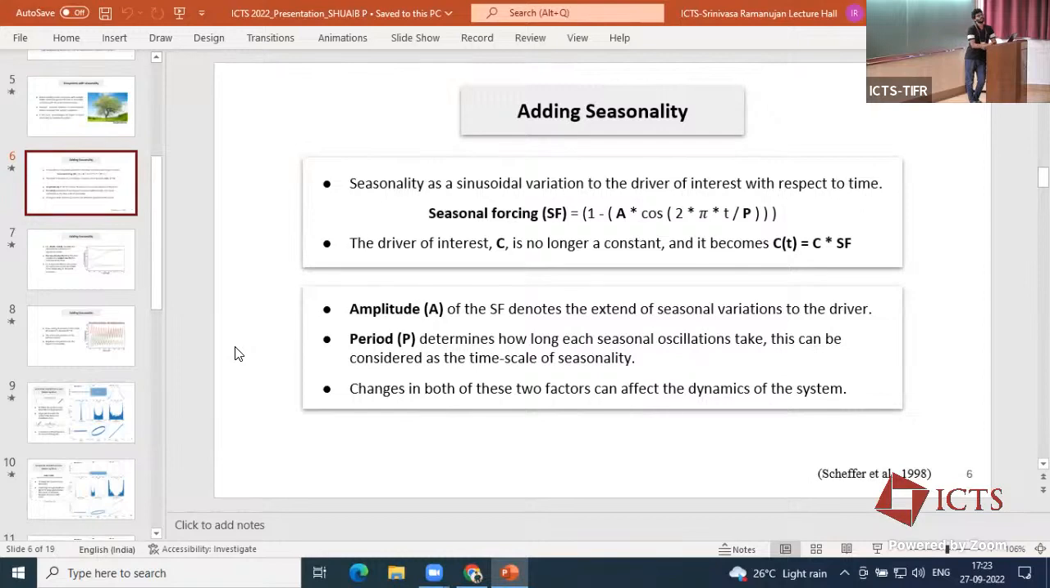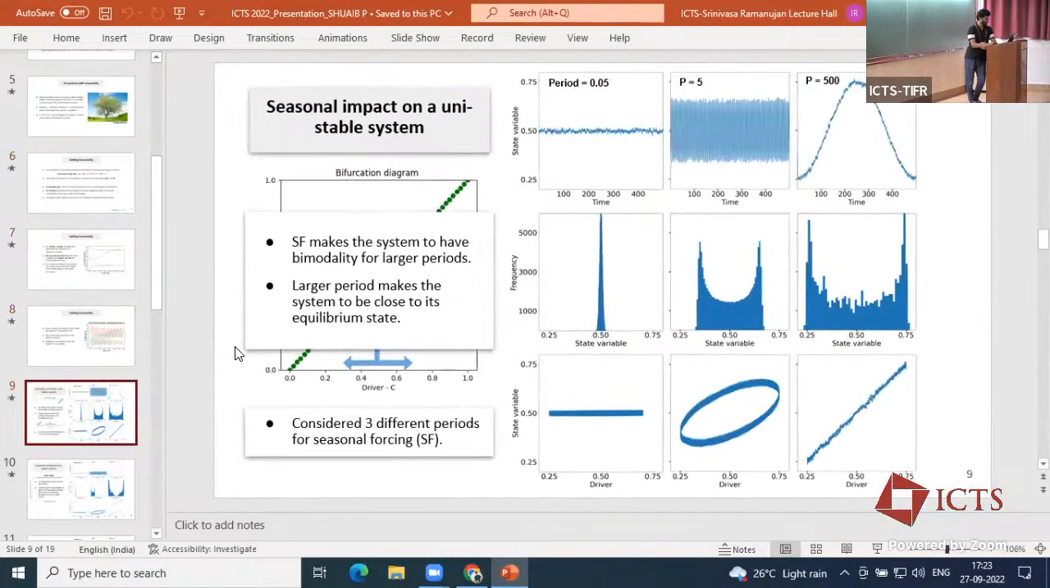But when you are plotting with the driver, then you are taking one fixed value, no? No. I'm plotting the corresponding driver for the corresponding value of the state variable for that particular instant. Yeah. Okay.